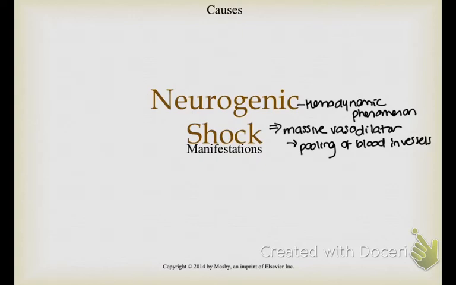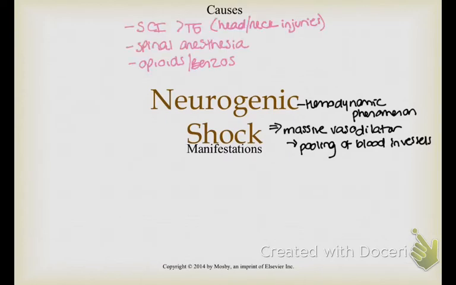So is this person going to be a candidate for pushing fluids? No, because they're not. What do we want to do? We want to vasoconstrict because the fluid's there. They're just vasodilated. So typically it's those spinal cord injuries greater than T5, so the head and neck injuries. Sometimes you can get it with spinal anesthesia or with opiates or benzos, too much.